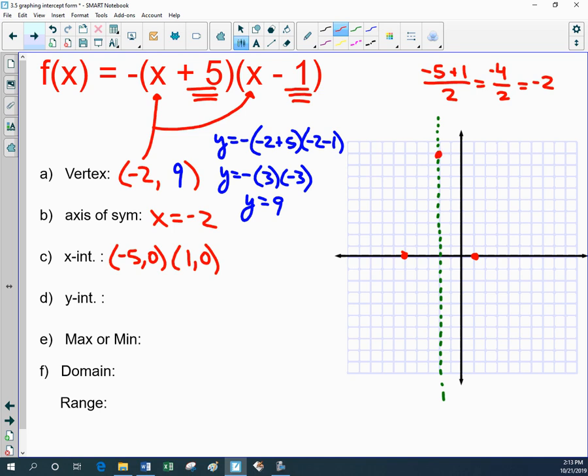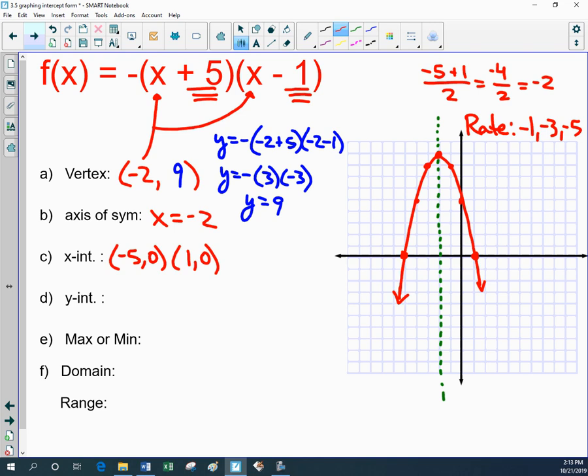So here's the vertex. The rate, since a is negative 1, the rate is negative 1, negative 3, negative 5. So from the vertex, down 1 over 1, then down 3 over 1, then down 1, 2, 3, 4, 5 over 1. That matches up with our x-intercepts. So that's good. That confirms that we've located the vertex correctly. And there's our graph.